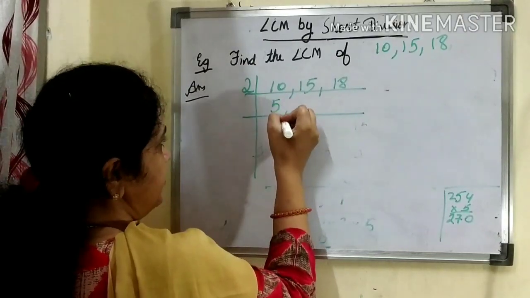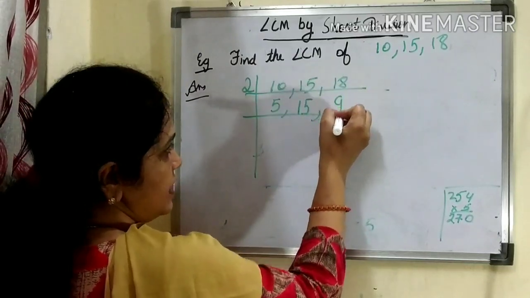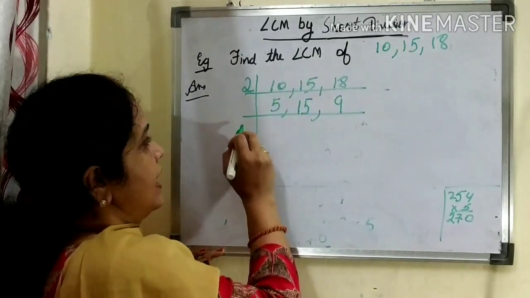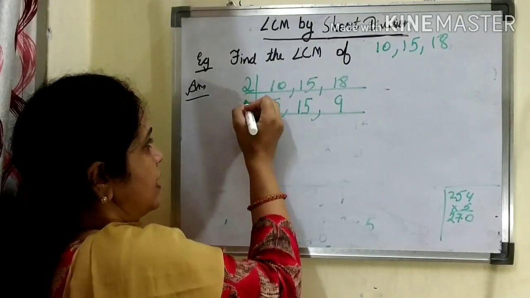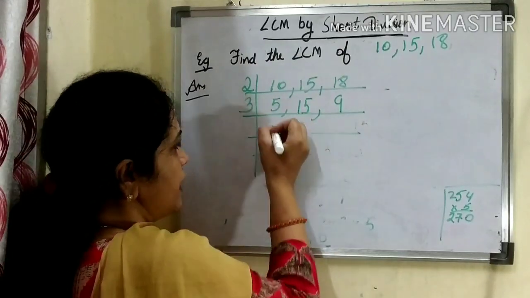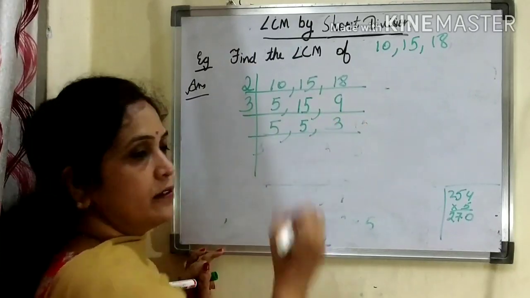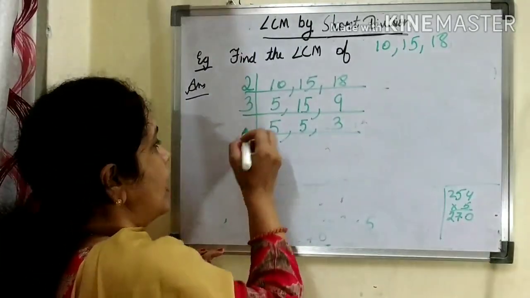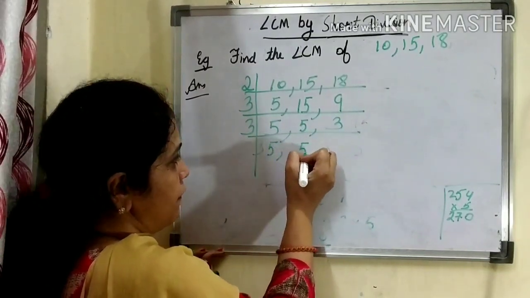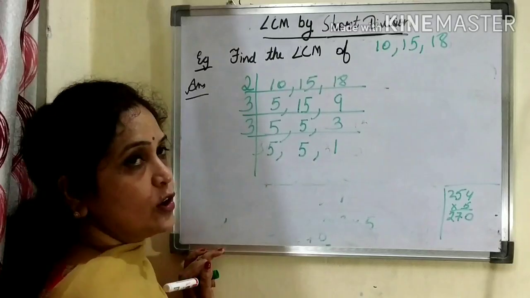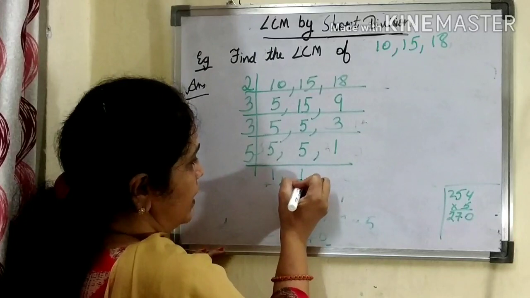2 5s are 10. 15 I write as it is, it doesn't divide. Then 2 9s are 18. Then I divide it by 5 and 15 get divisible by, I start with the next prime number 3. 5 I write as it is. 3 5s are 15, then I write 3 3s are 9. Now what I do, again I divide it by 3. Okay, so that it becomes 1 here. 5 comma 5 I write as it is, and here I write 1. Then I divide it by 5, and what I got is 1 comma 1 comma 1.